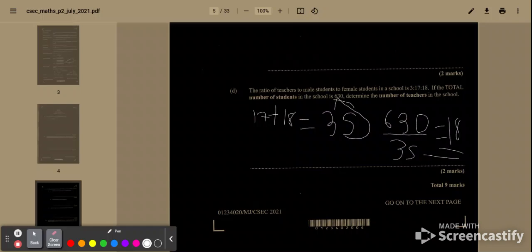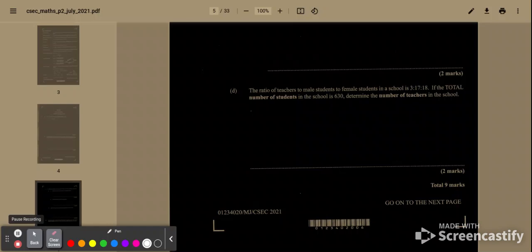The final thing to do, right, to find the number of teachers is to multiply this 18 by the 3 right here, right? To find the amount of teachers which are in the school. So therefore, 18 times 3, right, will give us 54. So therefore, there are 54 teachers in the school.